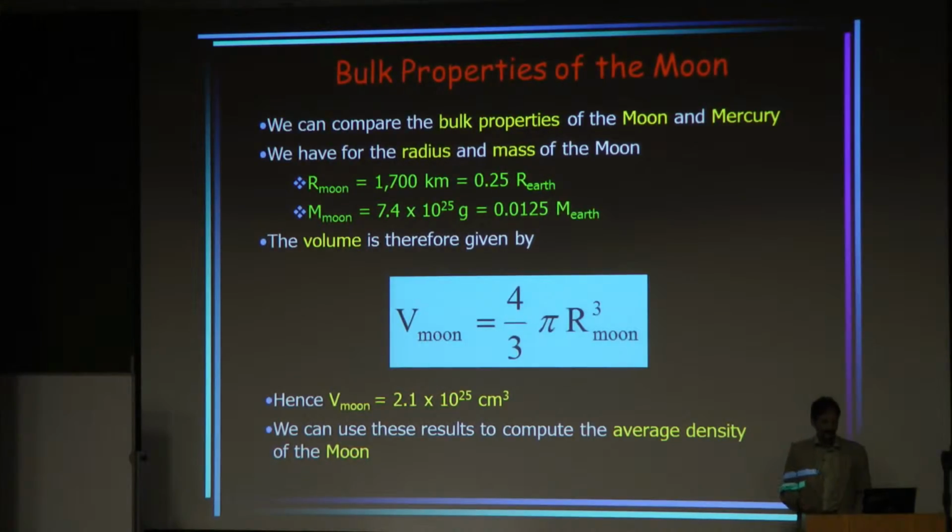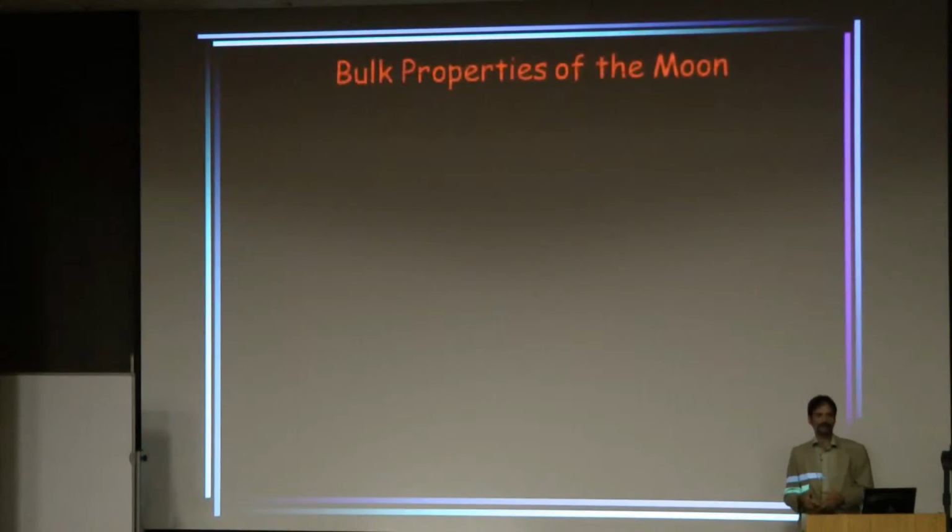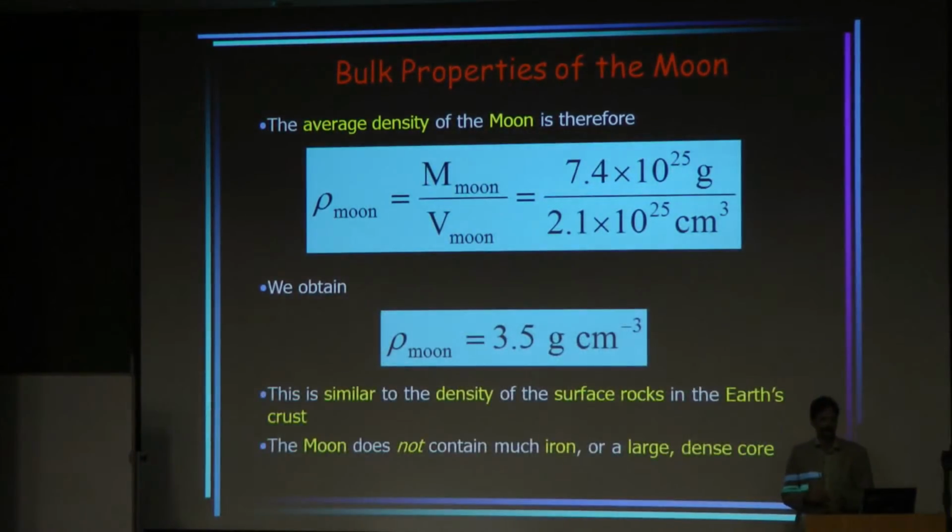Well, just as we did for the Earth, we combine the mass with the volume to calculate the average density of the moon. Divide 7.4 times 10 to the 25 grams by 2.1 times 10 to the 25 cubic centimeters, and the big numbers cancel out, and we get about 3.5 grams per cubic centimeter. Well, the first thing you notice about this is it's nothing like the average density of the Earth, which is closer to 6 grams per cubic centimeter, right? So just right here, just with this one number, we know that the moon's interior structure and probably its composition are quite different from the Earth's.